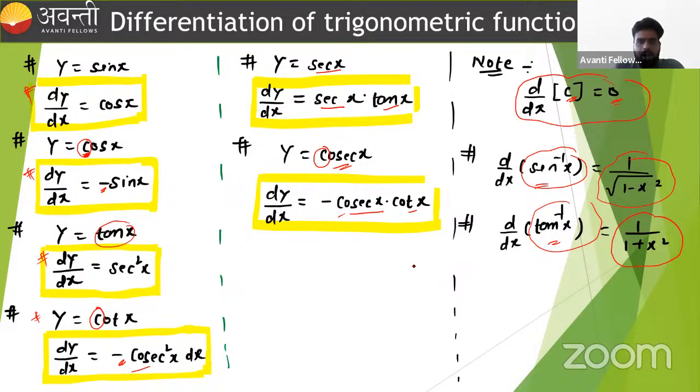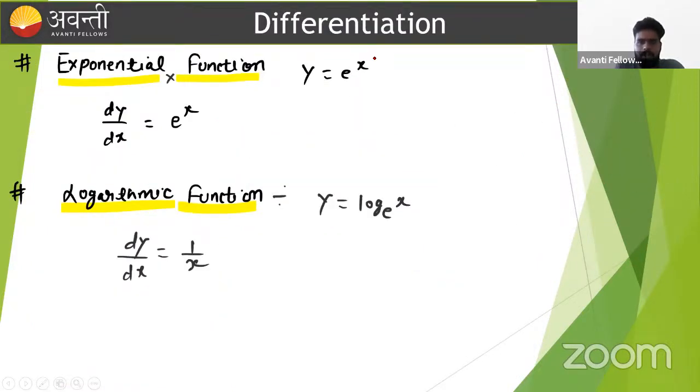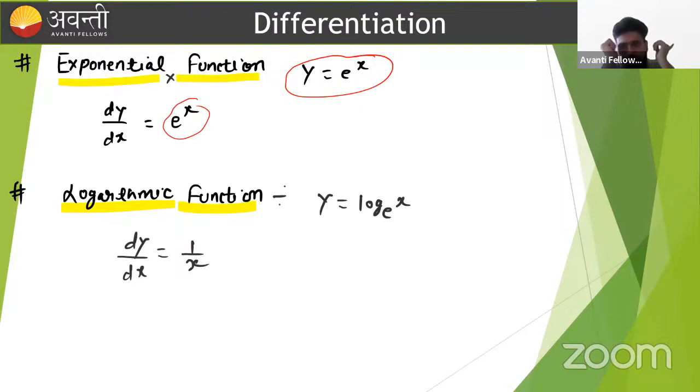Okay, let's move to the next. What is the differentiation of the exponential function? Sir, as it is, there is no change. There is no change. What is the meaning of exponential function? We already saw in the graph in the previous lecture. But for the exponential function, if we differentiate again, then there is no change in output.